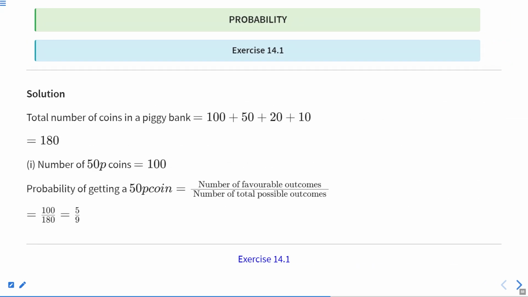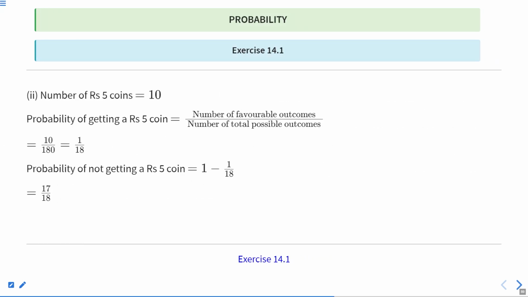The total number of coins in the piggy bank is equal to 100 plus 50 plus 20 plus 10, that is equal to 180. Now the number of 50 paisa coins is equal to 100. So the probability of getting a 50 paisa coin is equal to the number of favorable outcomes divided by the number of total possible outcomes. This is equal to 100 by 180, and this is equal to 5 by 9. So the probability of getting a 50p coin is equal to 5 by 9.